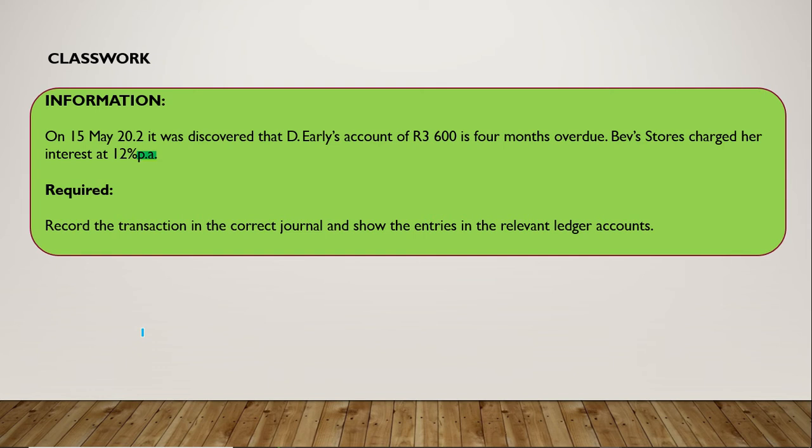Please note that per annum simply means per year, for a period of 12 months. Record the transactions in the correct journal and show the entries in the relevant ledger accounts.